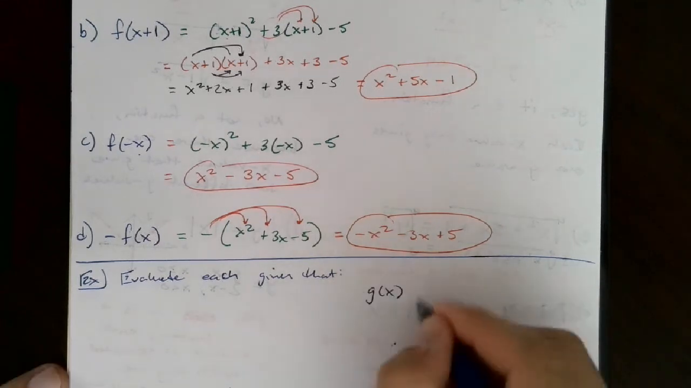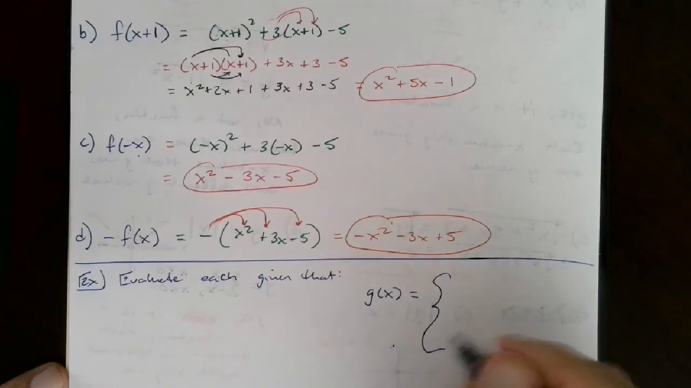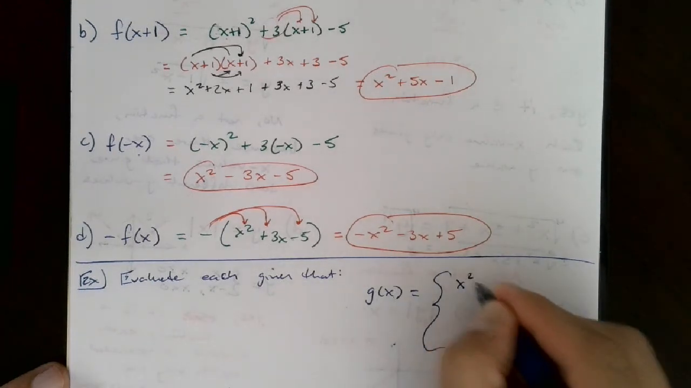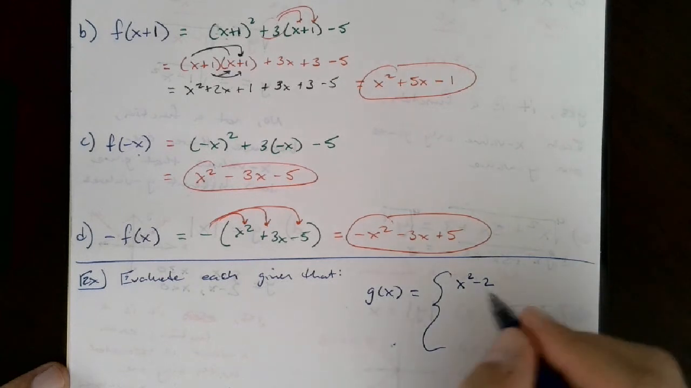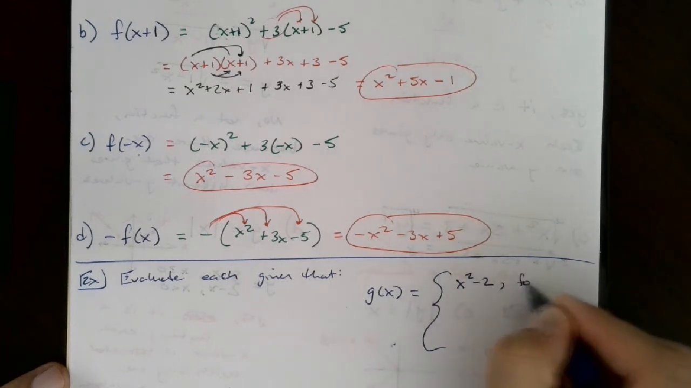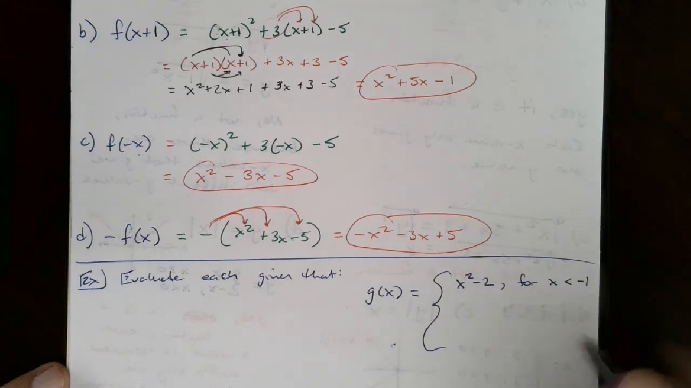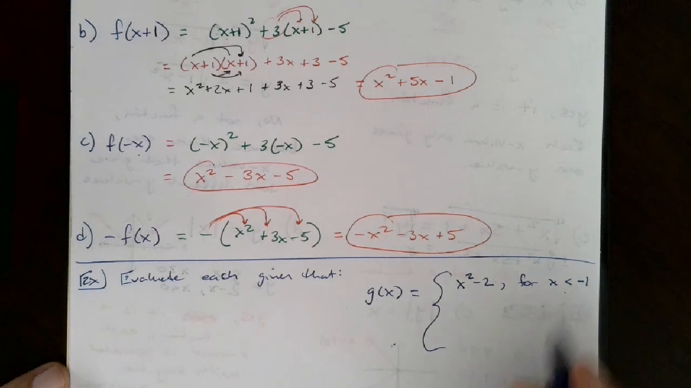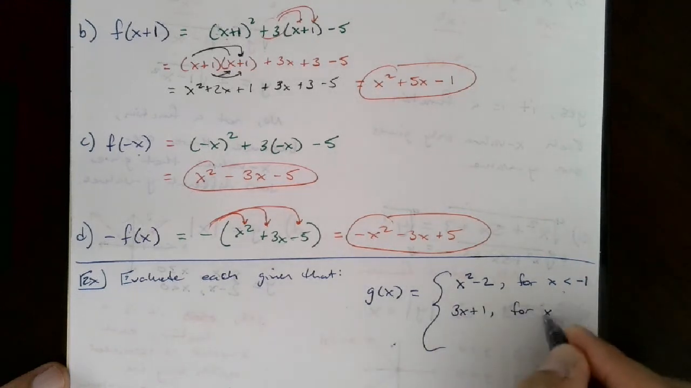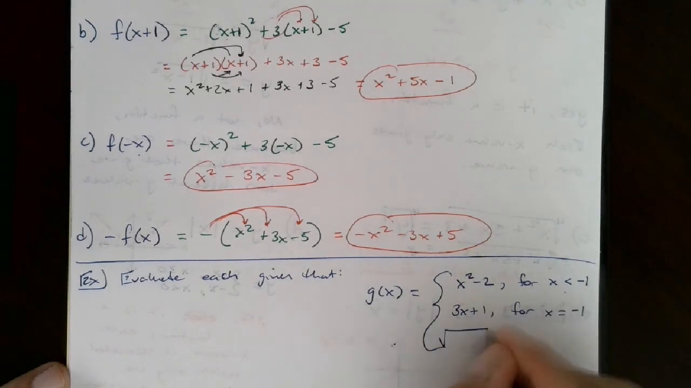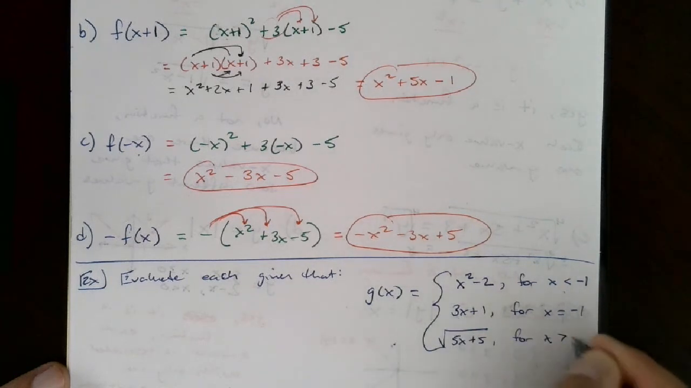But I'm giving you a piecewise function here. When I say piecewise functions, they have different values for different parts of the domain. So if I said g of x equals x squared minus 2, I'm saying we're going to only use that for when x is less than negative 1. So you're going to use that part when x is less than negative 1. I'm going to say 3x plus 1 for when x is equal to negative 1. And I'm going to say the square root of 5x plus 5 for x greater than negative 1.